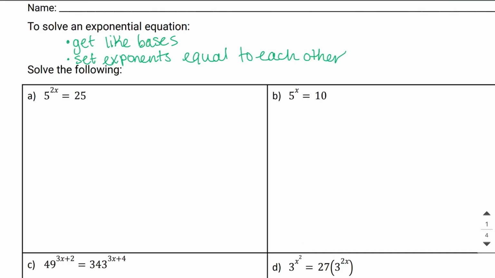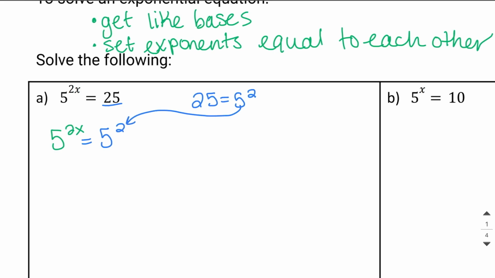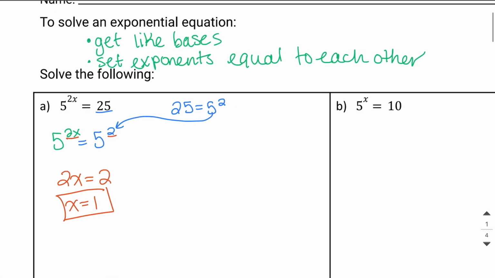So for example, right here, if I have 5 to the power of 2x equals 25, well, we know that 25 is equal to 5 to the power of 2. So here we can say this is 5 to the power of 2x equals 5 to the power of 2. And now, because our bases are the same, we can set our exponents equal to each other and say 2x equals 2, so x equals 1. And I've solved for x here, okay?